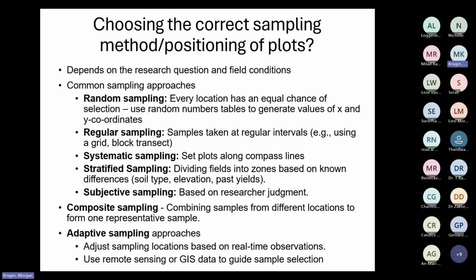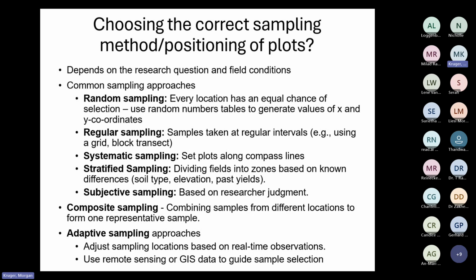And adaptive sampling, the one I list there at the end, is basically where we adjust our sampling strategy based on what we observe in the field. And we can use tools such as remote sensing or GIS data to guide us as to where would be best to place our plots. So I haven't gone through each of these sampling strategies in detail here, but you can read about them. There's a lot written about them in the literature. Composite sampling is something that we often use for soil analyses. So that's basically when we combine samples from different locations to form one representative sample for that area.